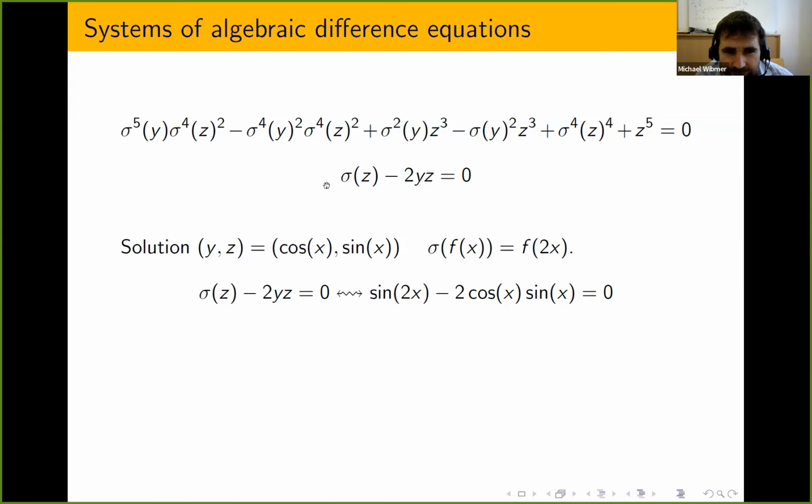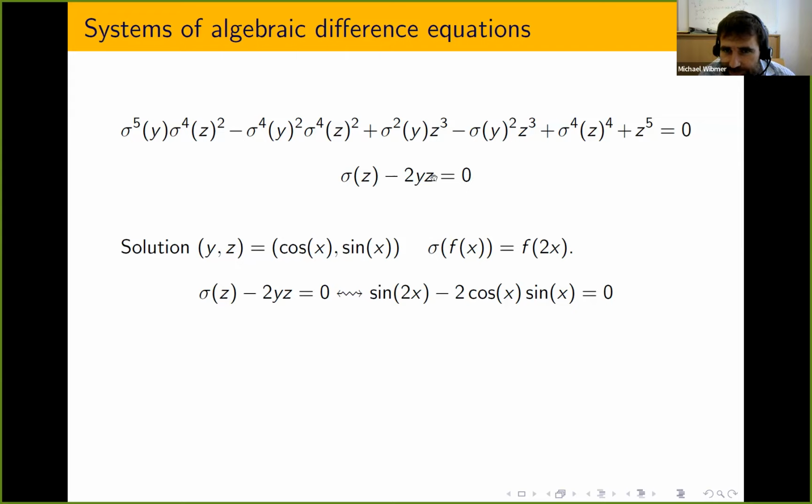Then if you take the second equation, the short equation, now I plug in for c, I'm supposed to plug in sine of x. And then for sigma, I plug in this operator. Then sigma of c becomes sine of 2x. And then for y, I'm plugging in the cosine, and for z, I'm plugging in sine. So I get this expression, and this is a well-known trigonometric identity. And so this is true. So we see that cosine of x and sine of x is indeed a solution of the second difference equation.